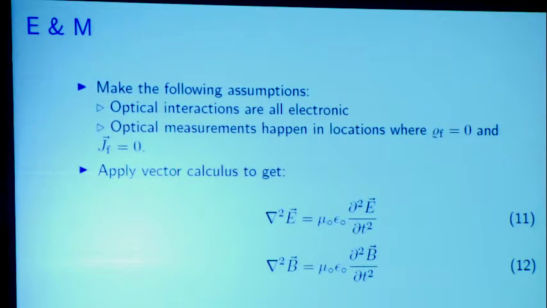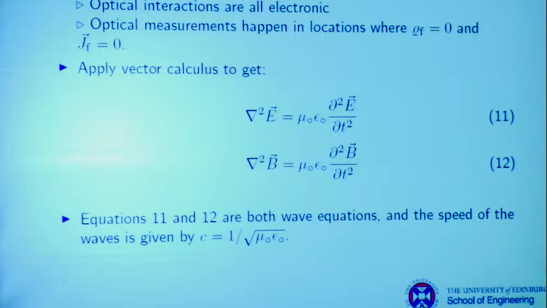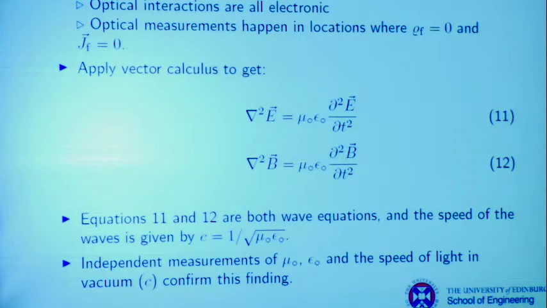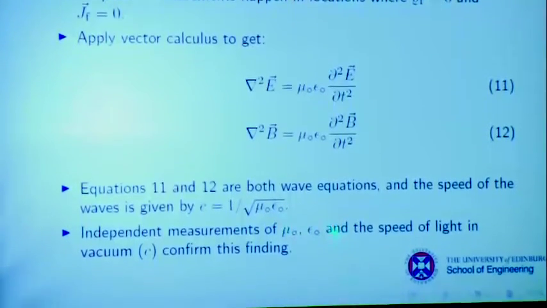If we apply vector calculus, and I'm going to take some shortcuts because we don't have time, to Maxwell's equations, we get these two expressions for the electric and magnetic fields based upon these assumptions. Those are two wave equations, both of them, and they both have the speed of the waves given by this. What was really cool about this is that independent measurements of those two terms, compared to the speed of light that was measured, turned out to be correct.